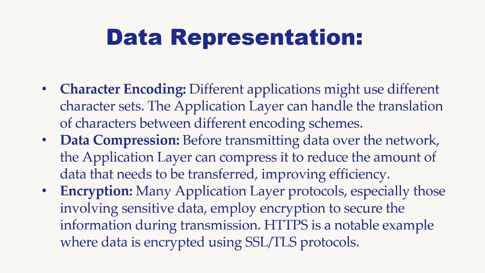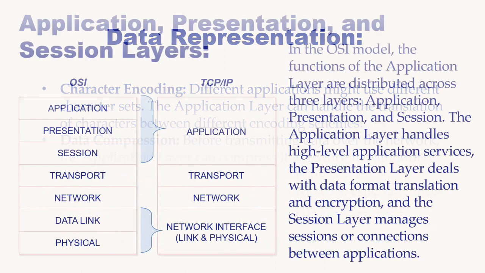Character encoding. Different applications might use different character sets. The application layer can handle the translation of characters between different encoding schemes. Data compression. Before transmitting the data over the network, the application layer can compress it to reduce the amount of data that needs to be transferred, improving efficiency. Encryption. Many application layer protocols, especially those involving sensitive data, employ encryption to secure the information during transmission. HTTPS is a notable example.